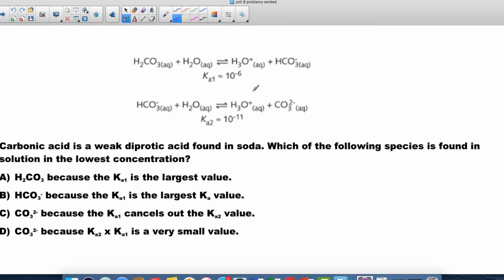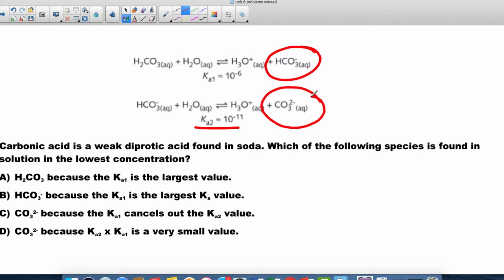This is a classic question where they're giving you two Ka values, Ka being 10 to the negative 6th for Ka1 and 10 to the negative 11th for Ka2. So which one is going to be the ion in the lowest concentration? The ion in the lowest concentration will not be this one, because that ion has a larger Ka than this Ka down here. Therefore, that makes this ion right down there the ion in the lowest concentration.